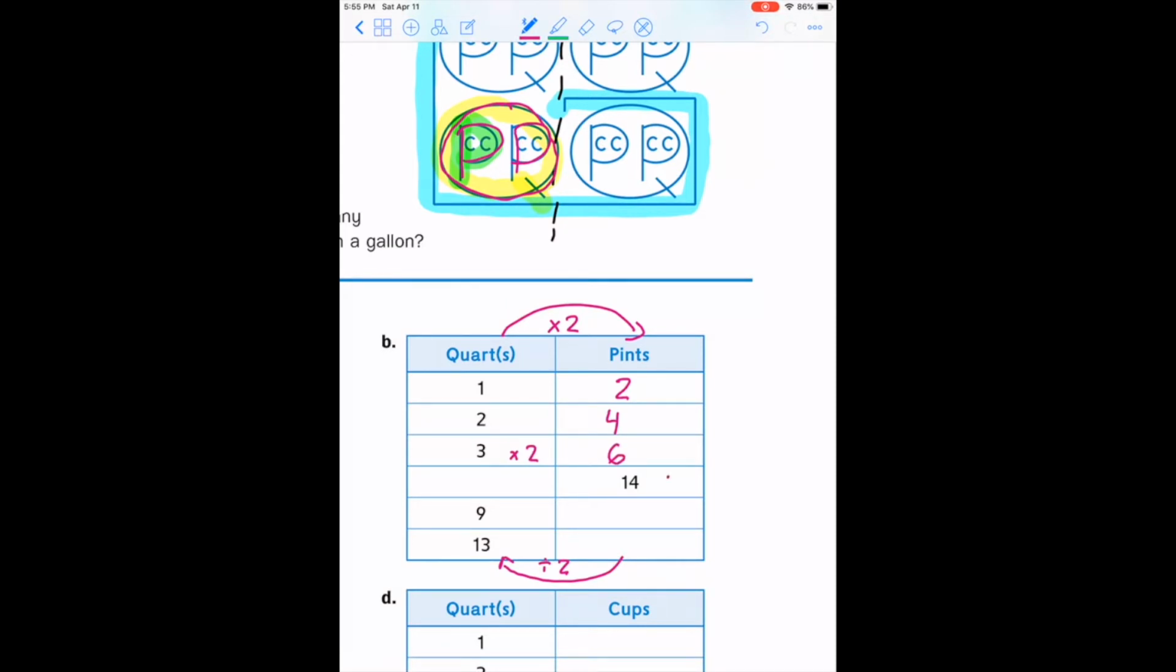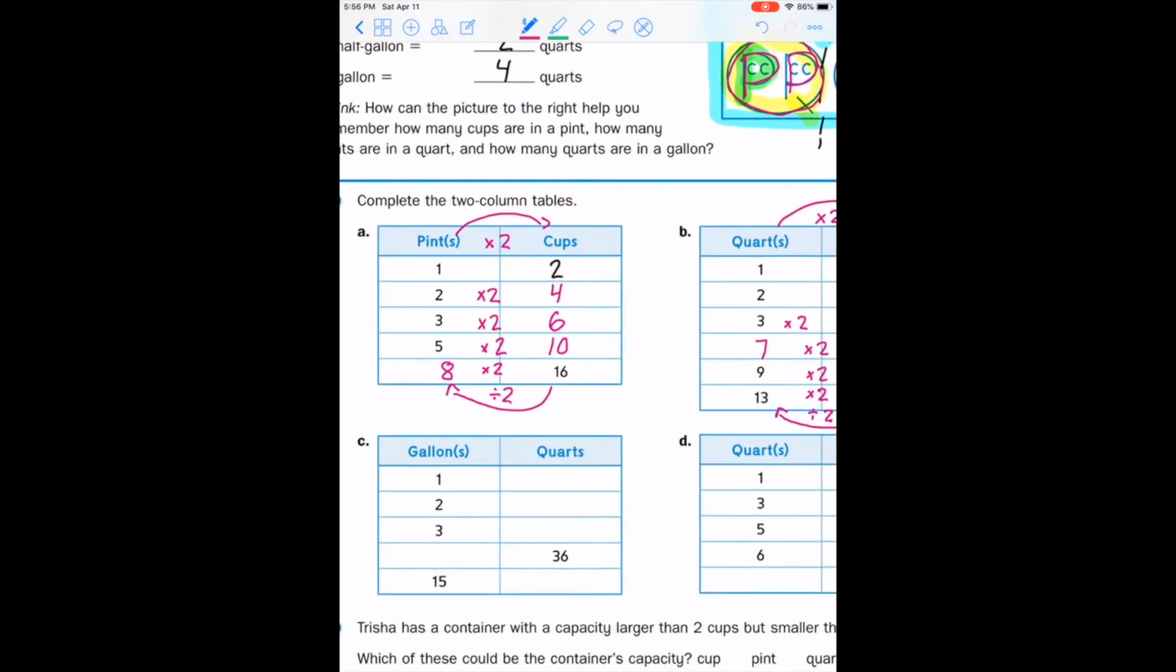14 divided by 2 is equal to 7 pints, and I can check my answer by doing 7 times 2, and I should get 14. 9 quarts is equal to 18 pints, and 13 quarts is equal to 26 pints of liquid. Okay, let's look at C.